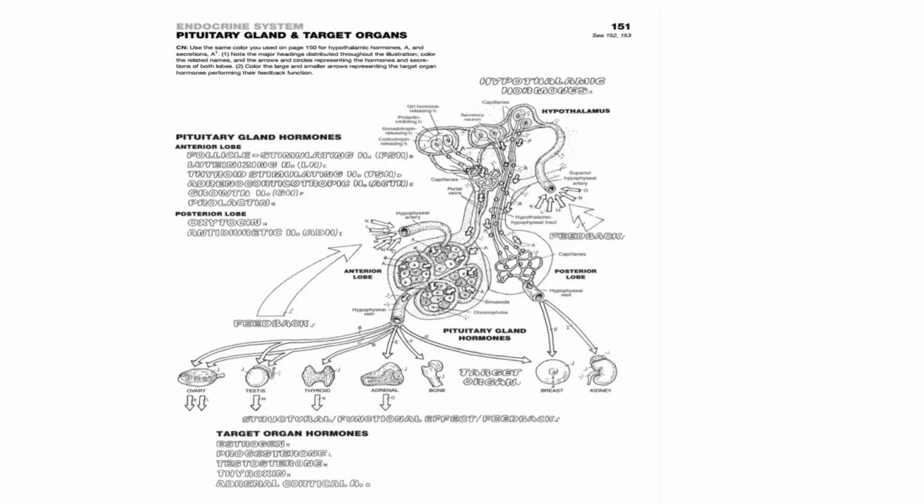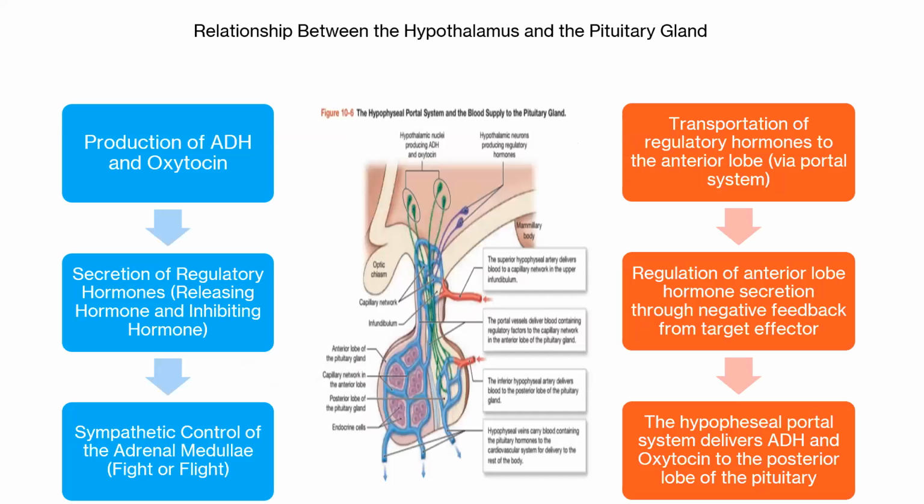Here is a schematic, a drawing of the hypothalamus with the anterior and posterior lobe of the pituitary and the different target glands that they have an effect on. But how exactly does this happen? We know that this happens, but the one thing that we need to be able to do is try to describe the relationship anatomically.